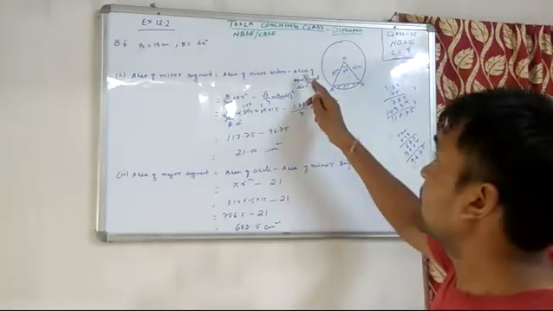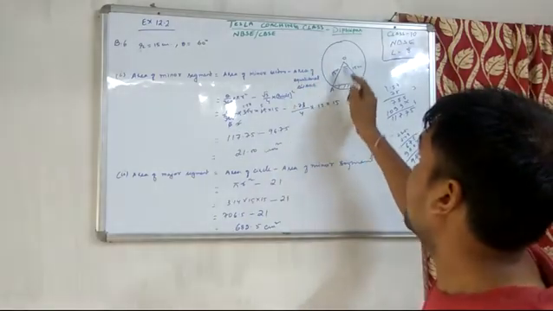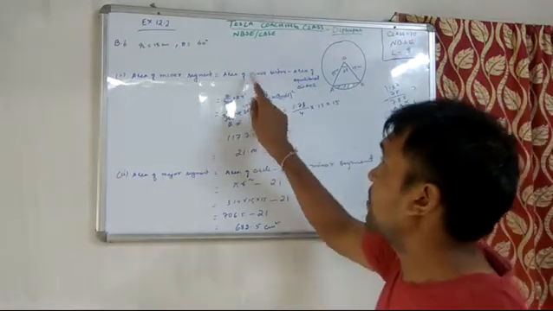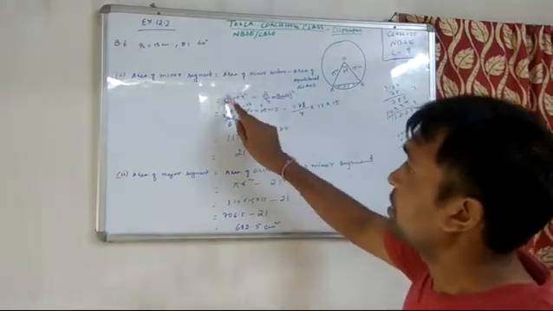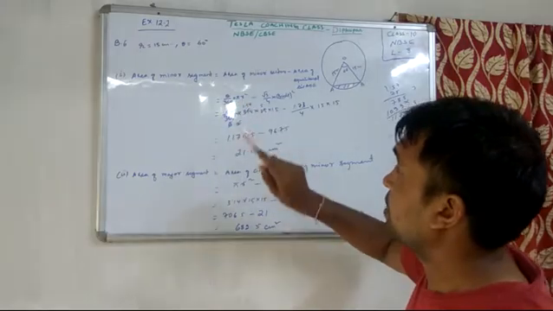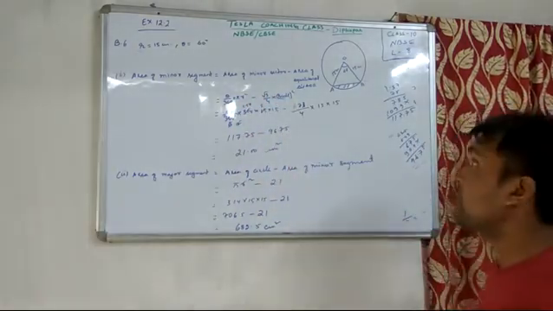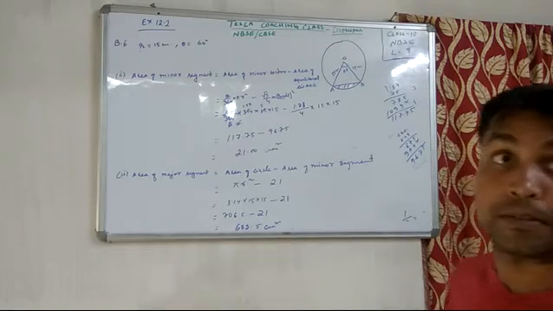So same like previous one, area of the equilateral triangle is AOB. So we have written area of equilateral triangle AOB. So what is the formula for area of minor sector? Formula is theta by 360 into pi r square minus root 3 by 4 side square. This is the formula for the equilateral triangle, okay?